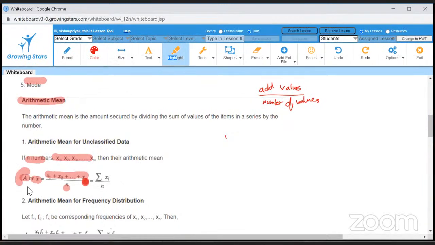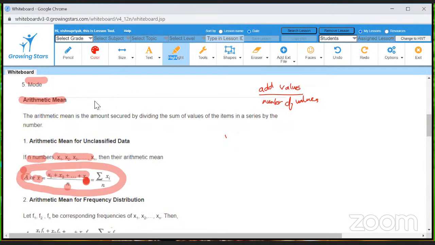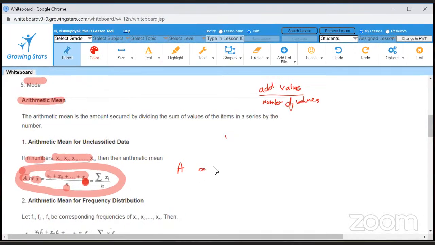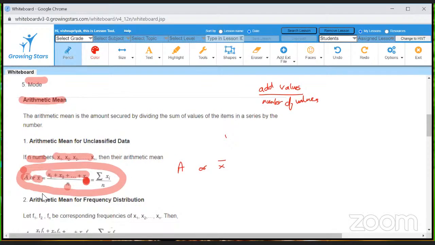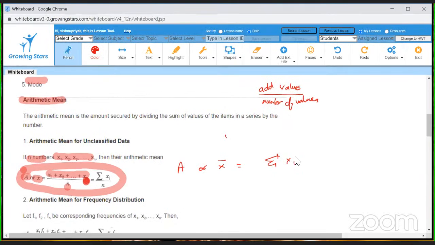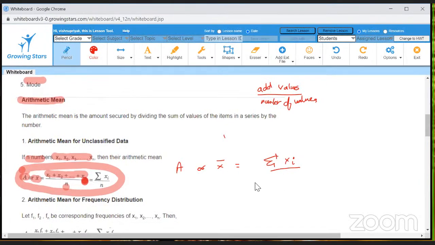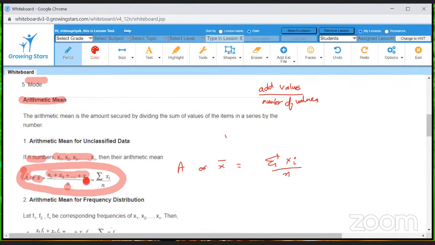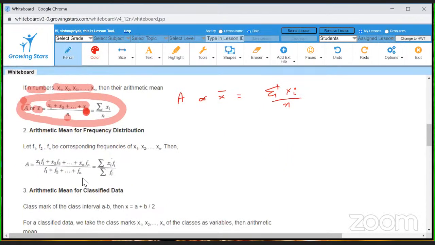Or make the data like this. Arithmetic mean or x bar, you can write it. And then if you want to make it short, sigma means adding all the xi's. Total n xi's are there, add them and divide by n. That is the formula for arithmetic mean.